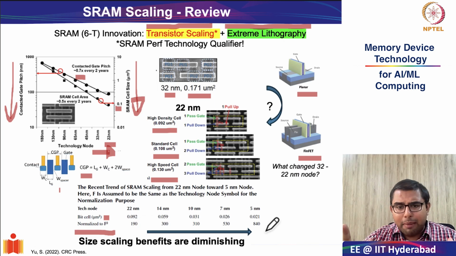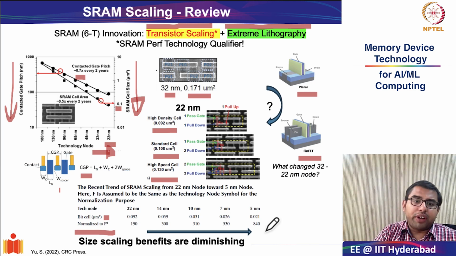So although we are able to reduce the dimensions of an individual transistor, it is not giving equivalent benefits in reducing the cell size of your SRAM cell, and that has to do primarily with routing constraints. So you need to also route the signal appropriately.